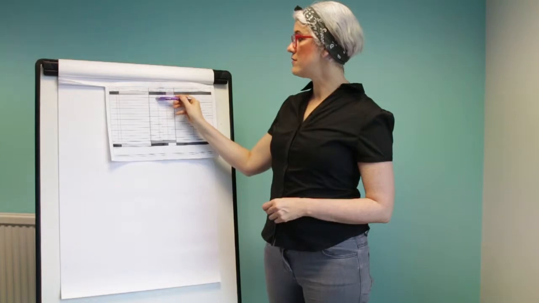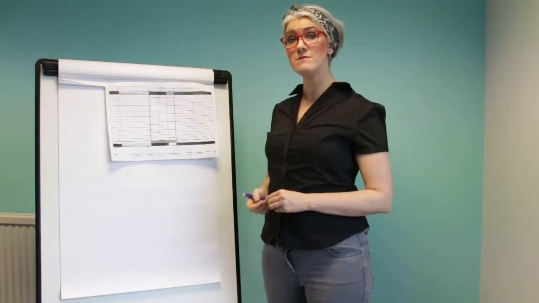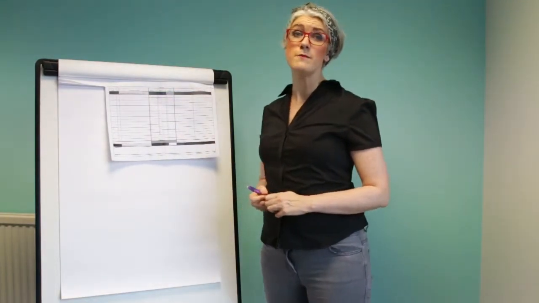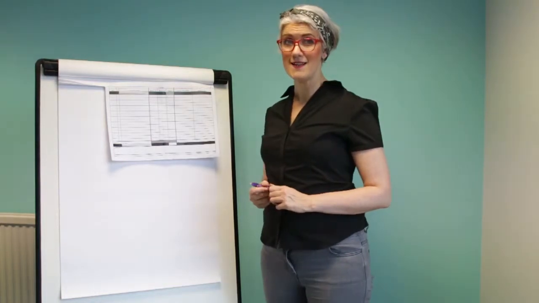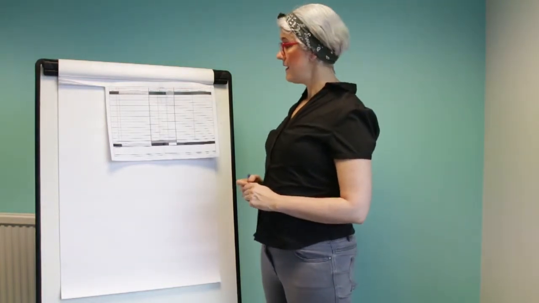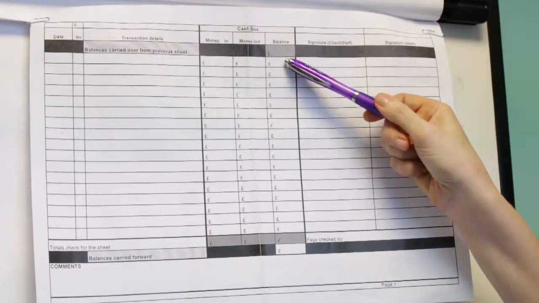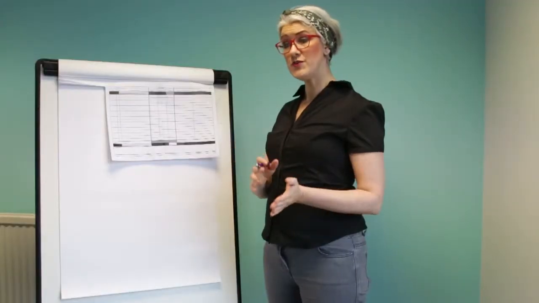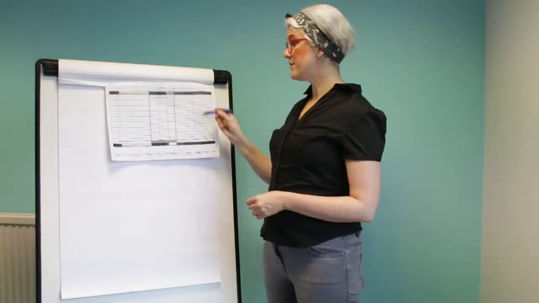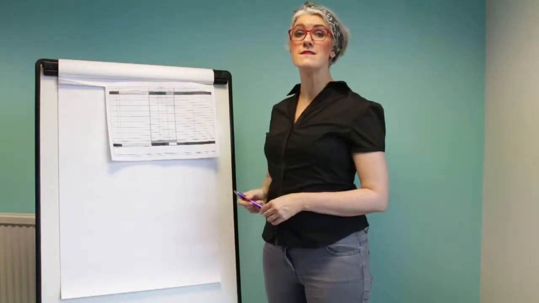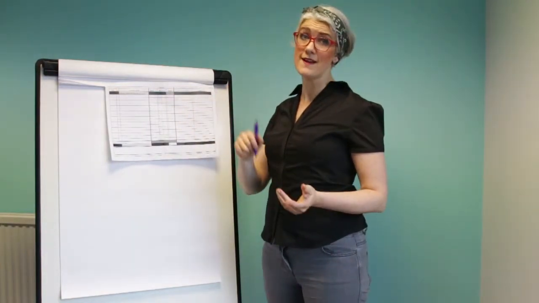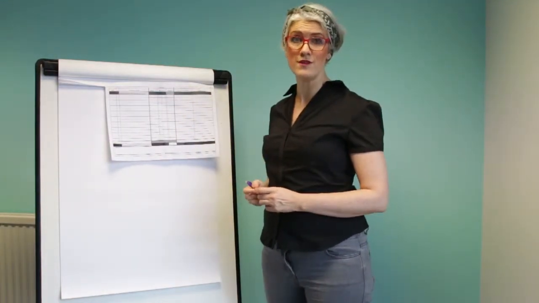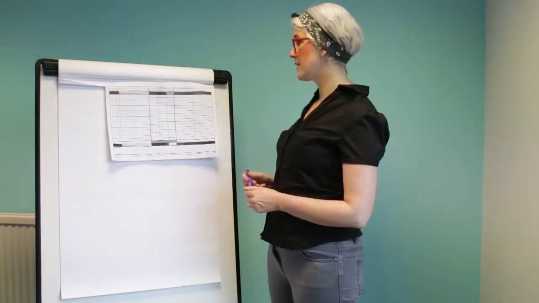Now you're going to record the money into the money in column. You're going to record it in pounds and pence exactly, please. And now you're going to add it onto the balance. As soon as you put that money into the account, you add the money onto the balance, and then the book reflects exactly what is held in the tin or wallet at the service.